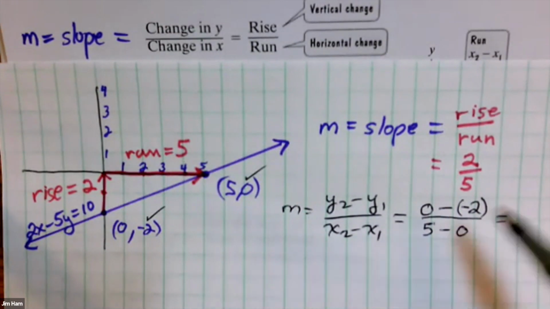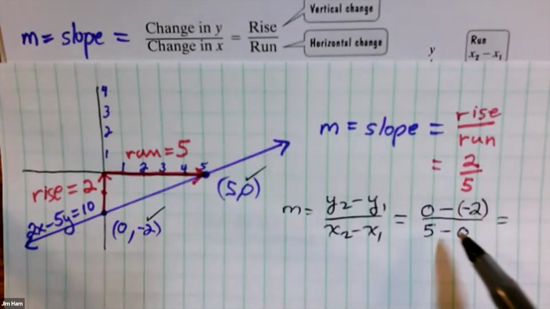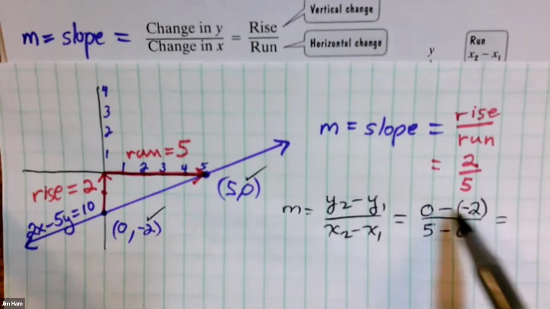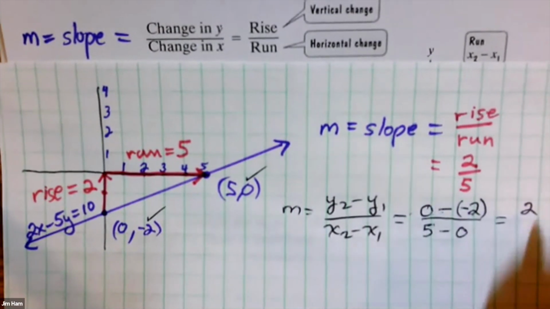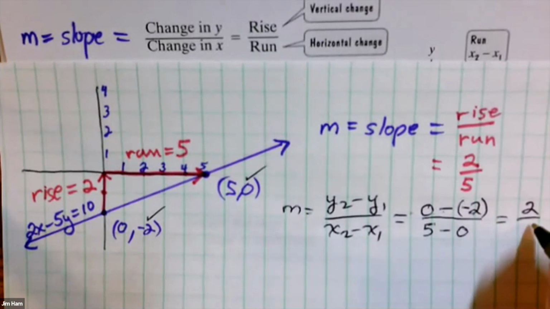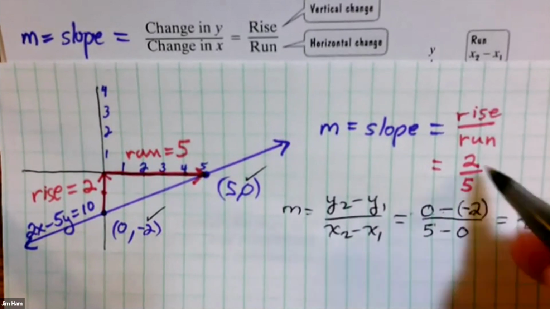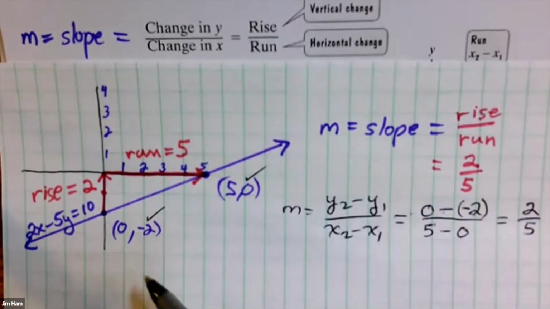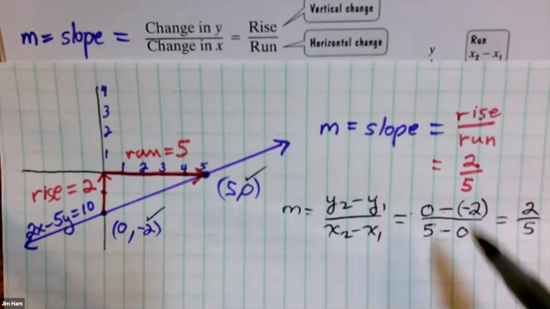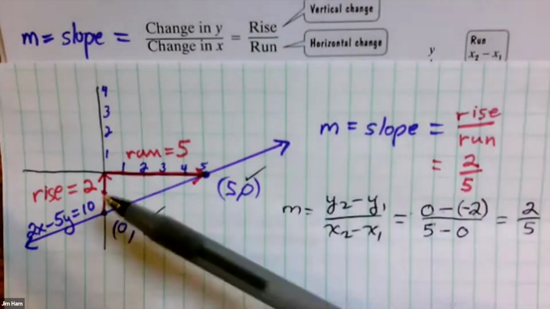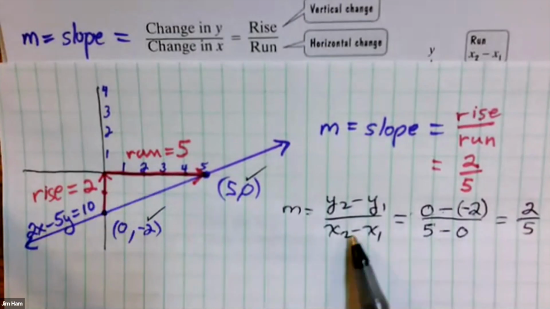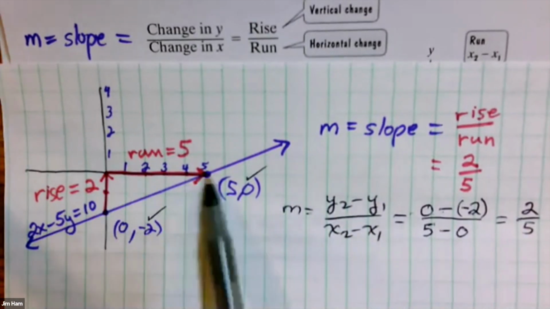Well, you can see where rise over run comes from, because 0 minus -2 is the same thing as 0 plus 2, which is 2. And 5 minus 0 is 5. So you can see they match up. You can see the rise over run on the graph. And the reason we subtract the y coordinates is because that's what the rise is. And the reason we subtract the x coordinates is because that's what the run is.